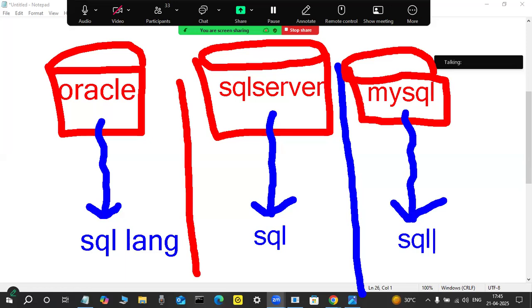Now tell me, frankly, correctly tell me, are all these SQL languages the same or different? Only one answer is correct. I'm confusing you. Maybe you have an idea, then tell me. Are all these SQL languages the same or different?